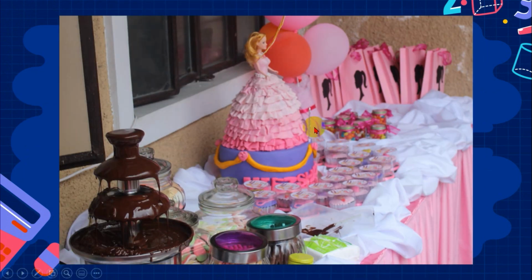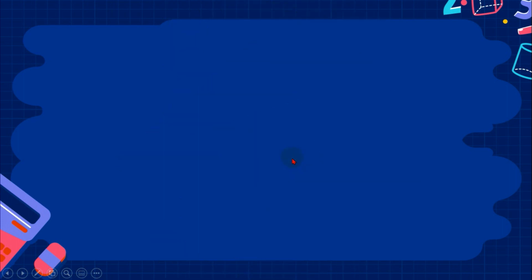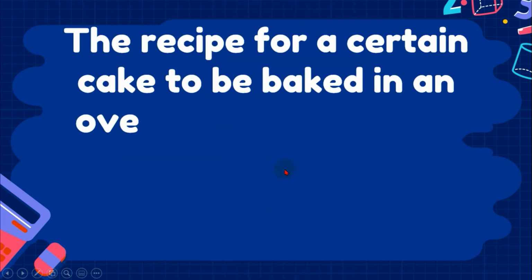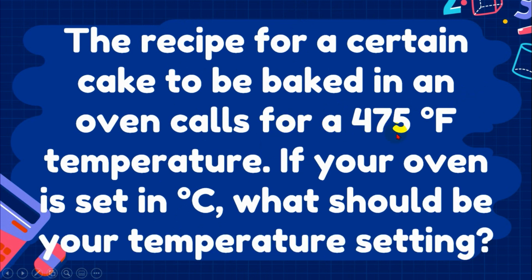The first one, okay, you see that? Yan. Okay, that's a cake. A fondant cake. Right? The recipe for a certain cake to be baked in an oven calls for a 475 degrees Fahrenheit temperature. If your oven is set in degrees Celsius, what should be your temperature setting?